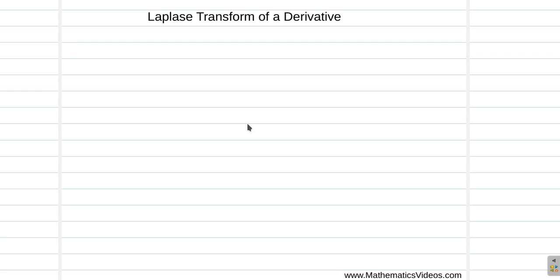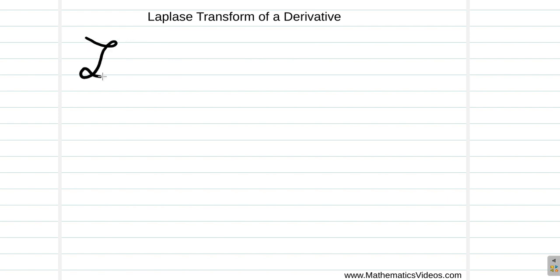We want to look at the Laplace transform of a derivative. Remember, the function itself would be f of x, a function of x. Now the derivative would be f prime x. You remember the notation there, and that is the first derivative. Now, we want the Laplace transform of that first derivative.